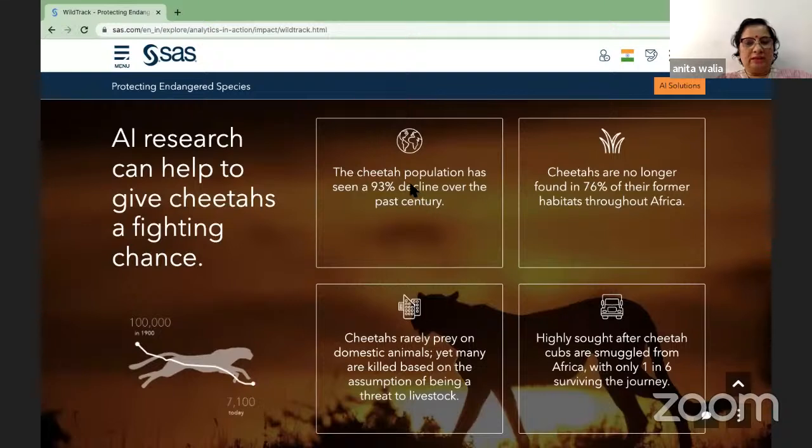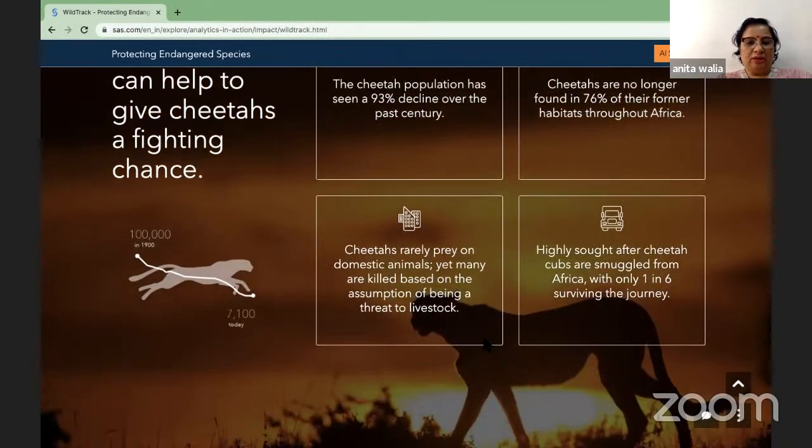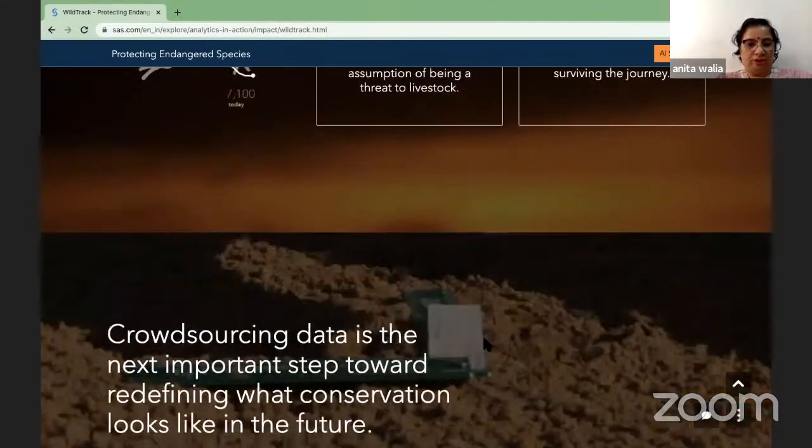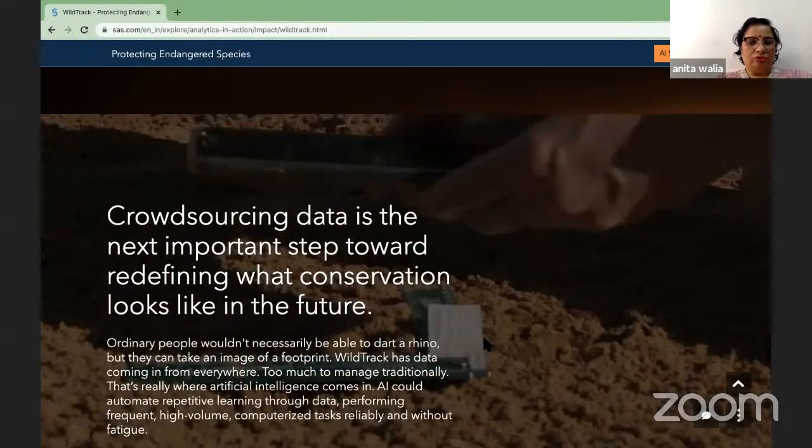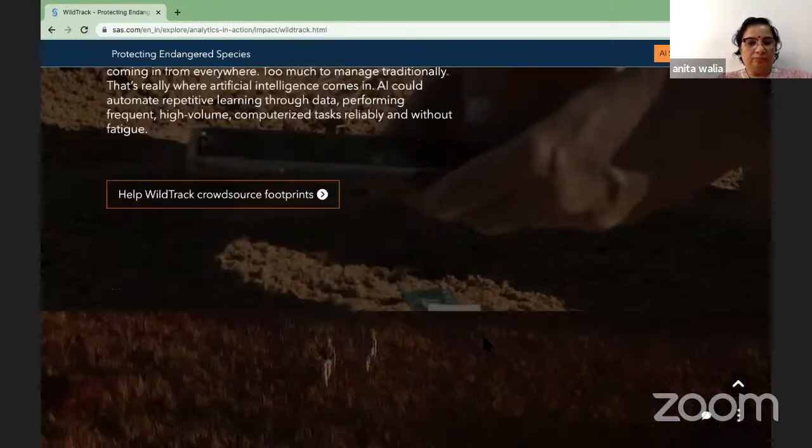If you can see the statistics, the cheetah population has seen a 93% decline over the past century, and is no longer found in 76% of their former habitat in Africa. And cheetahs rarely prey on domestic animals, yet many are killed based on the assumption of being a threat to livestock. Highly sought after cheetah cubs are smuggled from Africa, with only 1 in 6 surviving the journey. So crowdsourcing the data is the next important step towards conservation of the future of the endangered animal.